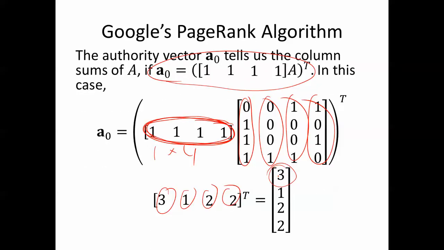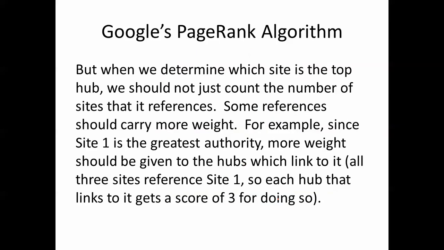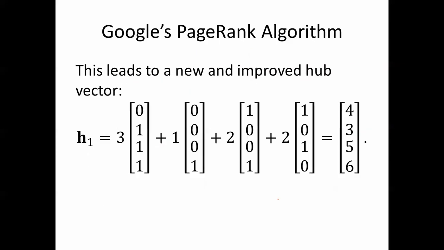Again, look at the score, 3, 1, 2, 2. So we are going to weight these websites. So again, this is our new hub vector, and it depends, because site 1 has the greatest authority, that one gets a weight of 3, this has a weight of 1, this has a weight of 1, this has a weight of 2. So we have this weighted, new and improved hub vector, 4, 3, 5, 6.